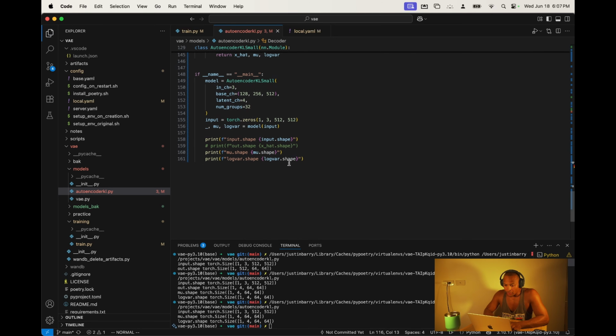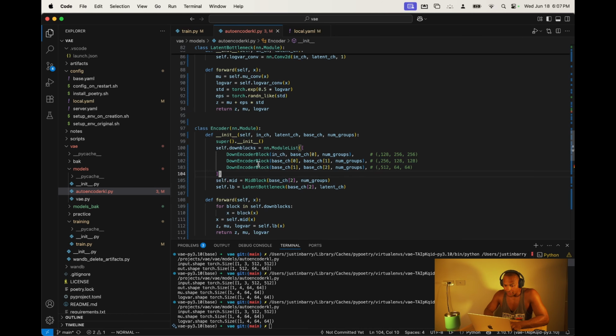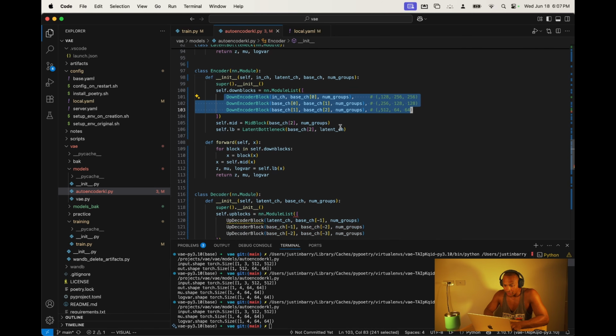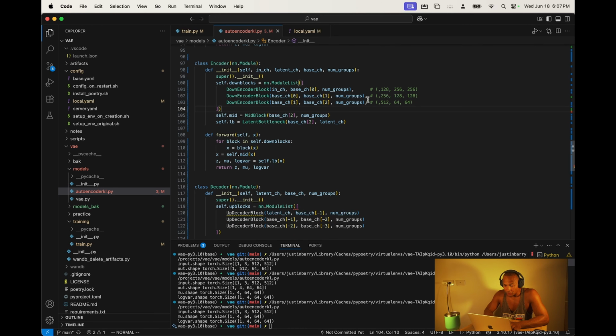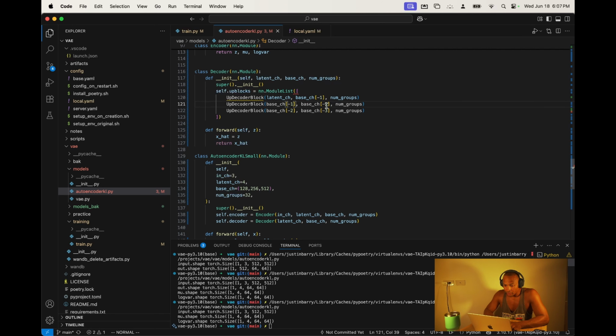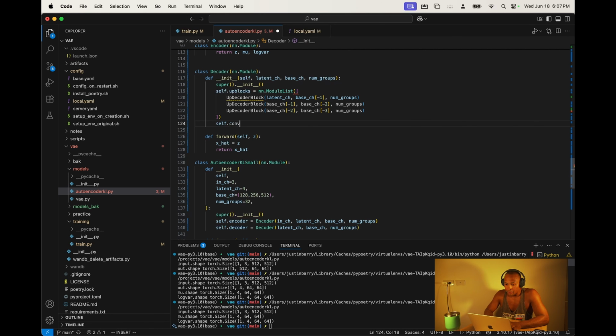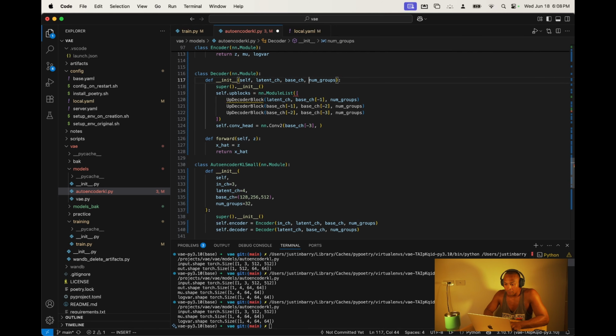So in the same way that we are downsampling our image with the down encoder blocks with our base channels, 128, 256, 512, we're upsampling from 512, 256, 128 channels, and then we're going to have a convolutional head, which is the first index of our base channels list to out channels, which is going to be 3.